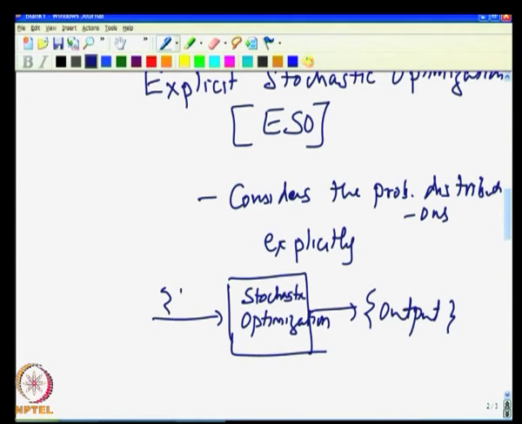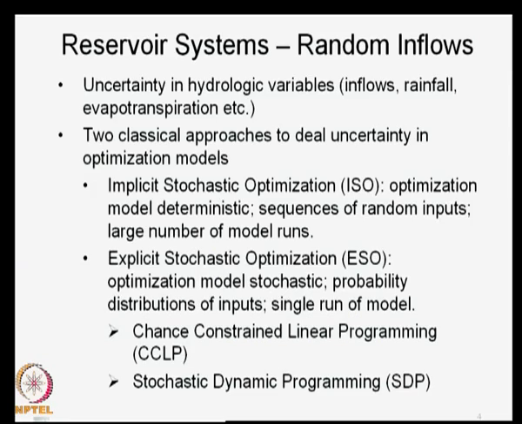So, you run it only once. Input actually is specified in terms of the probability distributions and so on, we will see that later. So, these are the two primary classes of stochastic optimization. Now, in explicit optimization, we have two major techniques that we will be dealing with.